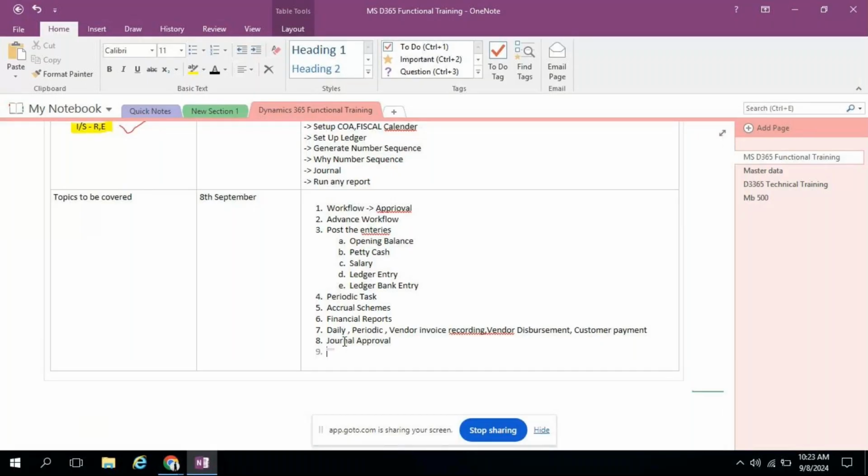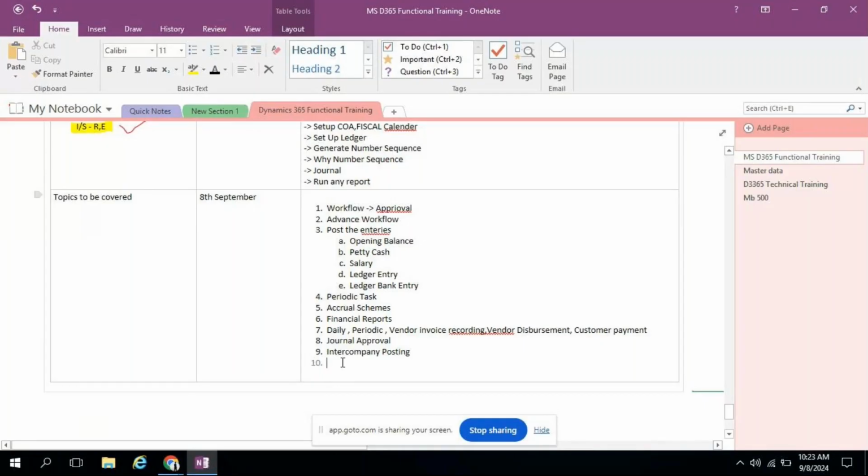Okay, now after that I will tell you about intercompany as well, intercompany posting. If we have two companies, how will we transfer one payment to another? Okay, this is one more topic I will take today.